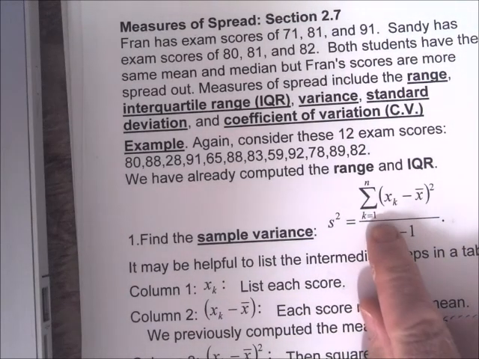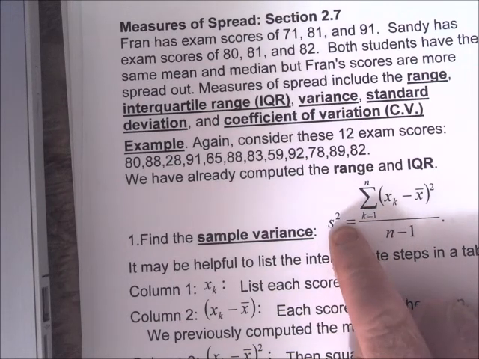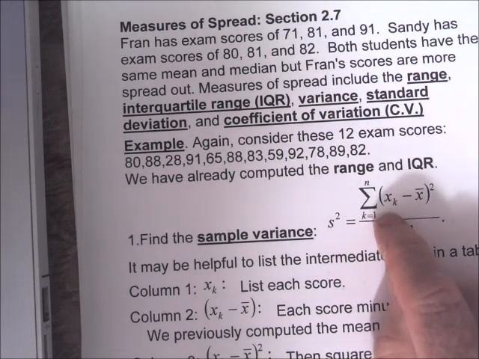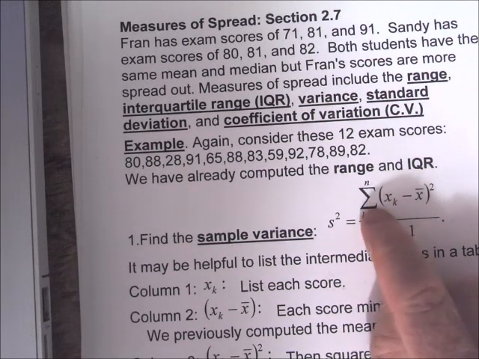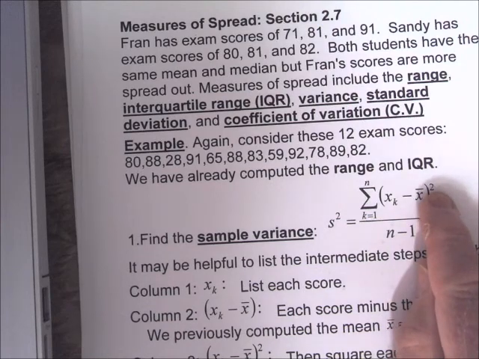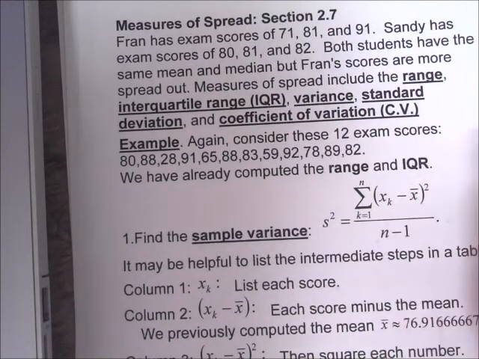So the formula for the sample variance: sample variance is denoted s squared. It's a summation as k goes from 1 to n. This is sigma notation again. The quantity x_k minus x bar, quantity squared, all over n minus 1.